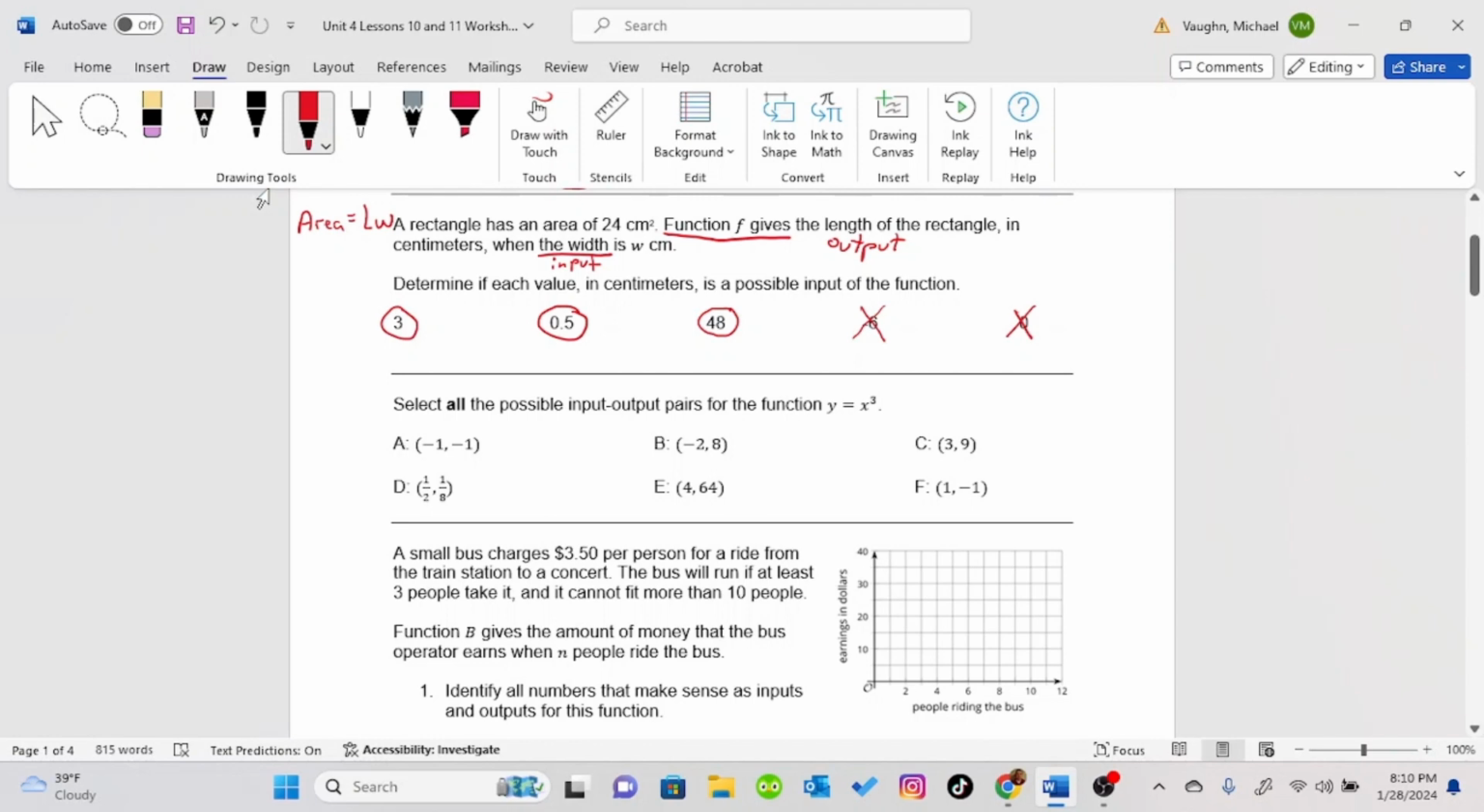So anytime you are trying to determine what numbers could be inputs or outputs, you need to think about the context of the problem. Think about what type of numbers could or could not be inputs and outputs based on the context. In this problem, we know we have a rectangle, therefore we must have a width, therefore the width cannot be 0, and it cannot be negative numbers.